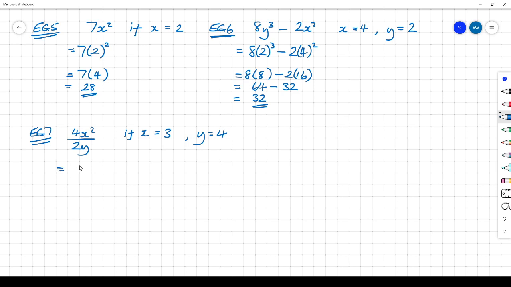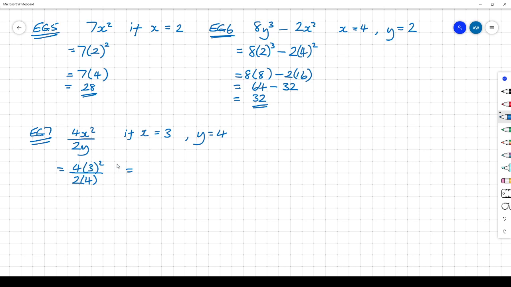Let's evaluate it. Instead of the x, we replace it with a pair of brackets and its value of 3. Instead of the y, replace with a pair of brackets and its value of 4. So the first step every time is to replace each letter with a pair of brackets and put the value of the letter inside the brackets. I'm going to go across here. I know we always go down, but I can go across this once, and then I'm going to carry on going down.